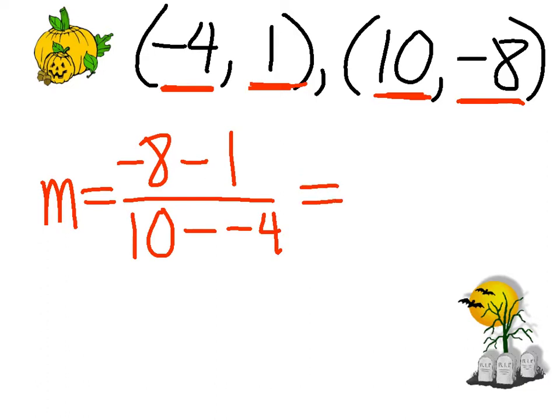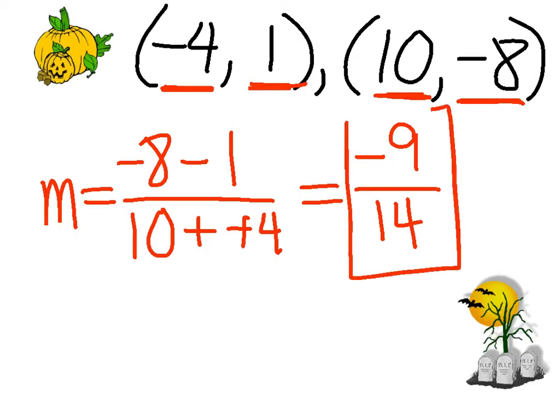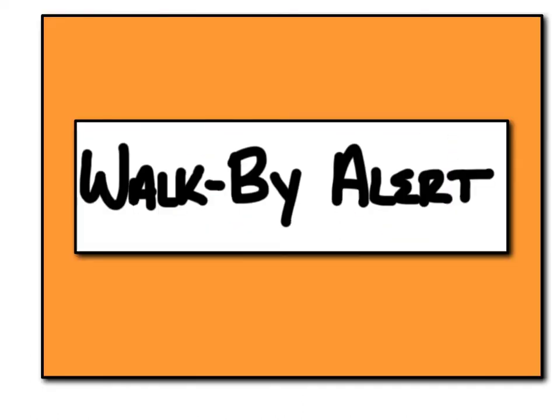Now we just work out the top and the bottom. Negative 8 minus 1 is what? Negative 9. And on the bottom we have 10 minus a negative 4, so we're going to change that to a plus positive. And 10 plus 4 is 14. So our slope for this line is negative 9 over 14.